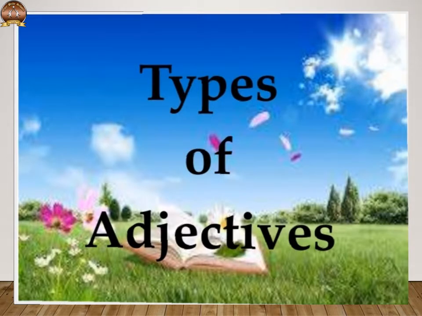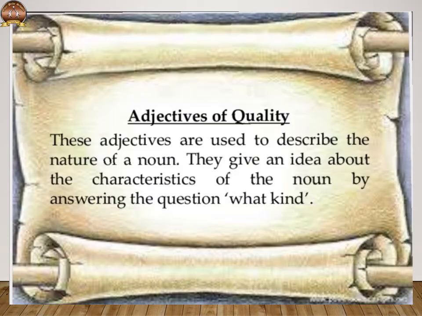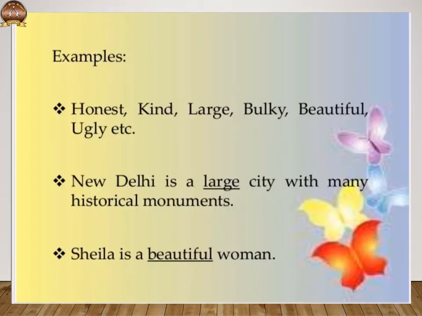Now let's see types of adjectives. First is quality. So it describes the nature of a noun. It gives you an idea about the characteristic of the noun by answering the question, what kind? So whenever I say noun, you hear both noun and pronoun, dear children. These are the examples: honest, kind, large. New Delhi is a large city. Sheila is a beautiful woman. So you can see they're describing the quality.